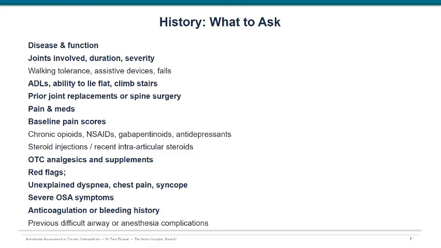The red flags related to history would be unexplained dyspnea, chest pain, syncope, or any OSA symptoms, severe OSA symptoms, anticoagulation or any bleeding history, or if there is any previous difficult airway or anesthetic complications.